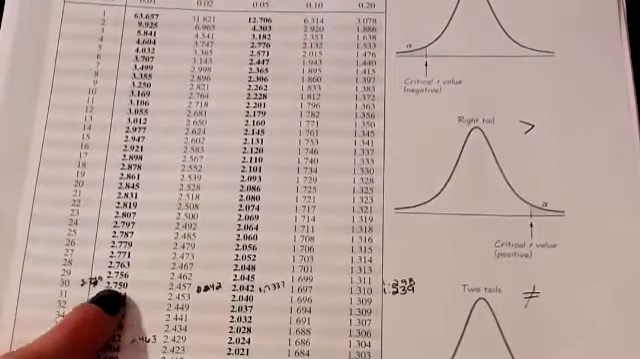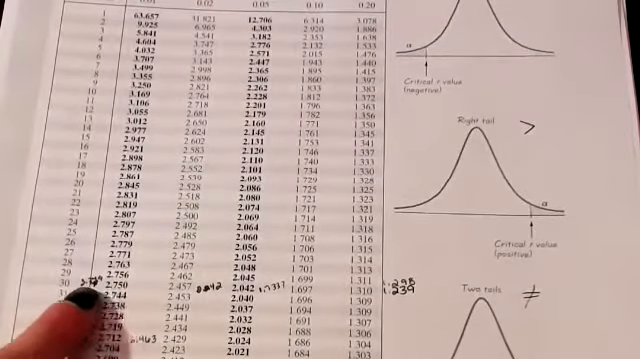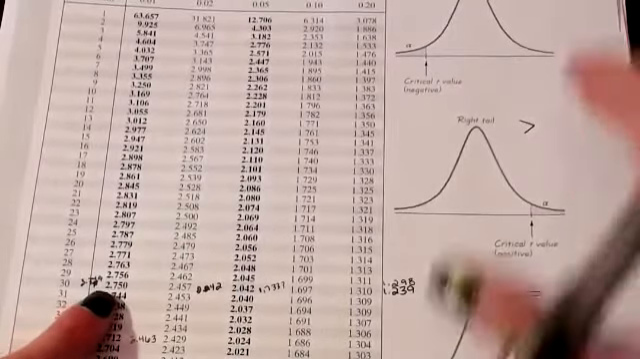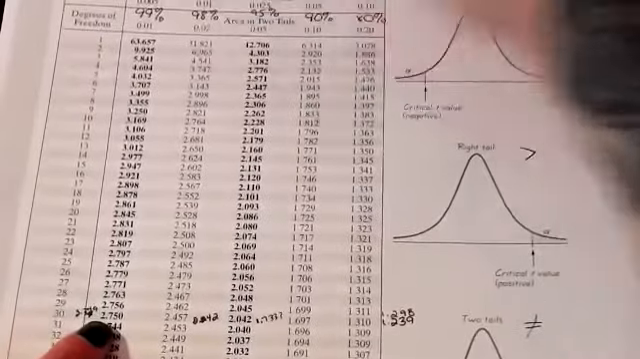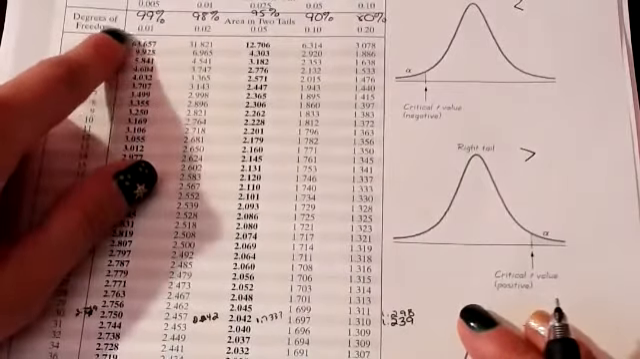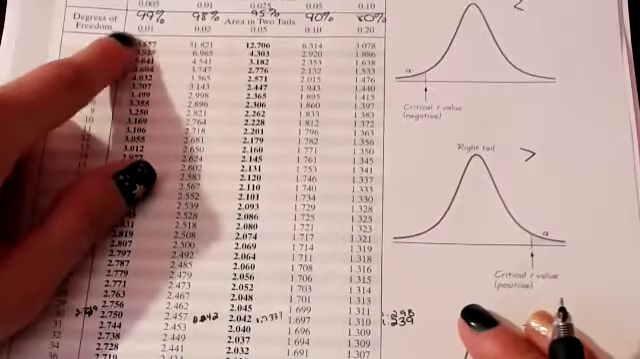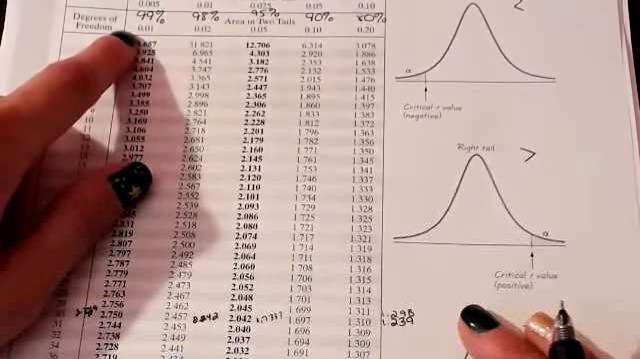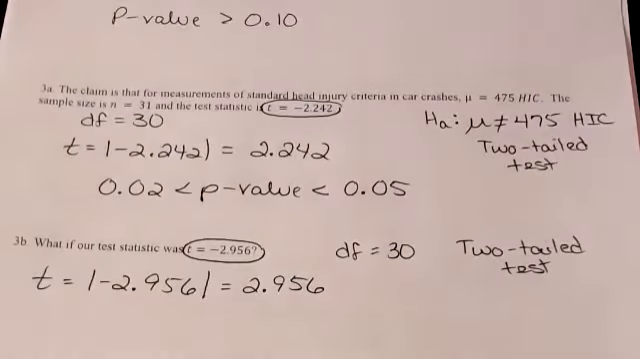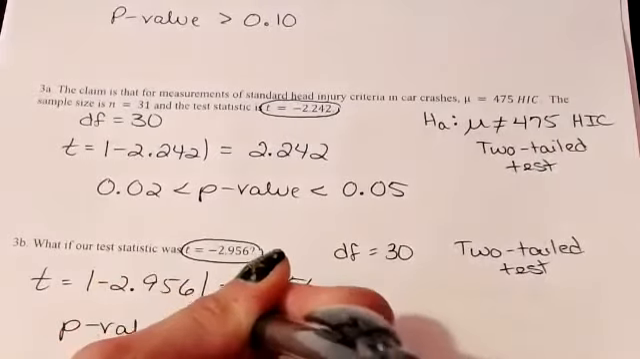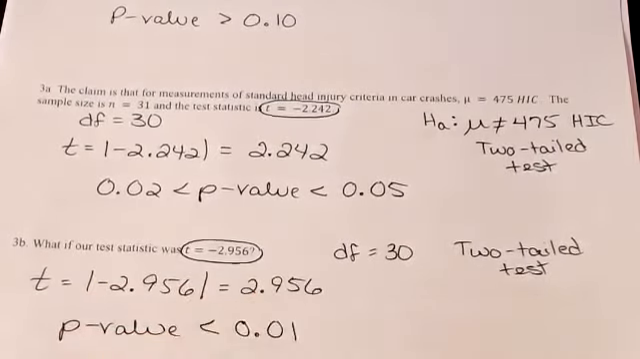Notice that 2.956 sits to the left of our value here. So we're going to go to the top of the chart in the area where it says two-tail, and we see that our p-value is to the left of 0.01, which means that our p-value is smaller than 0.01. So our p-value is less than 0.01.